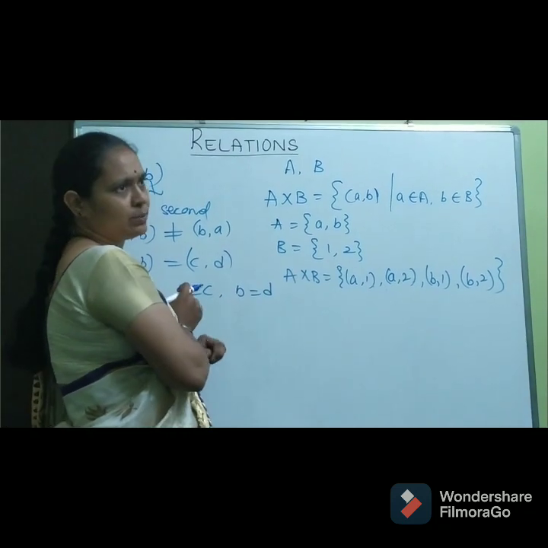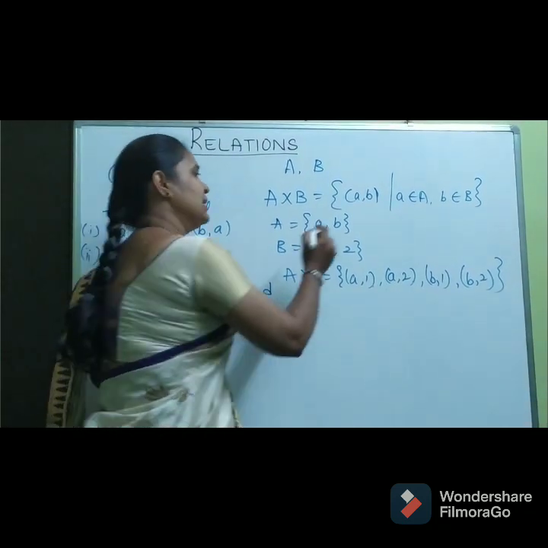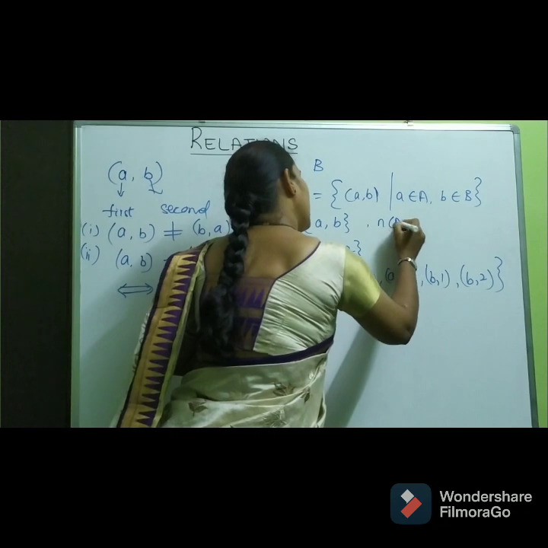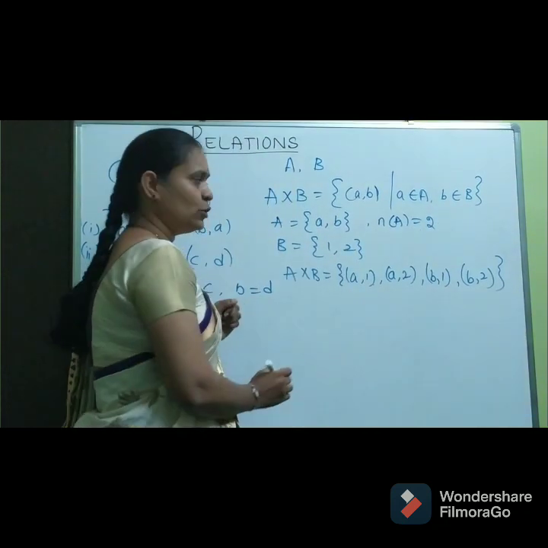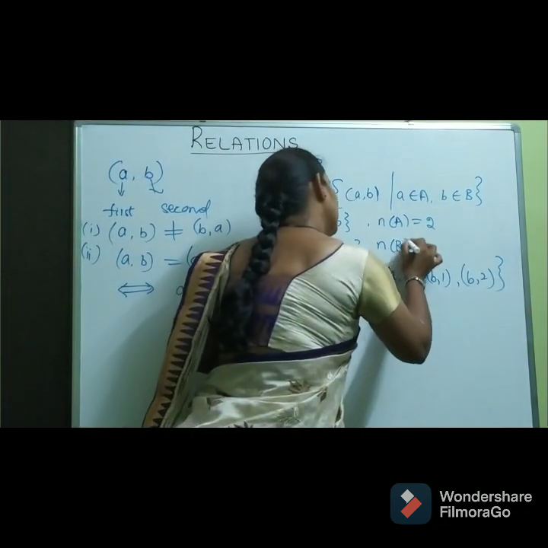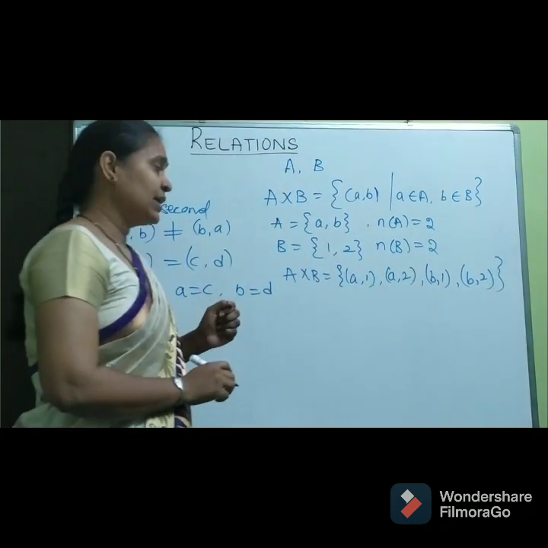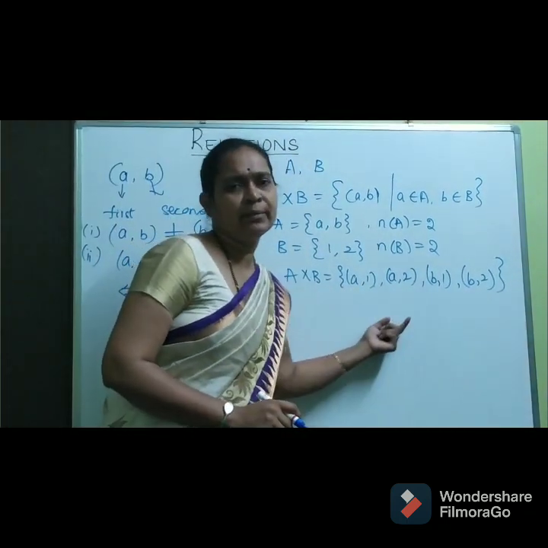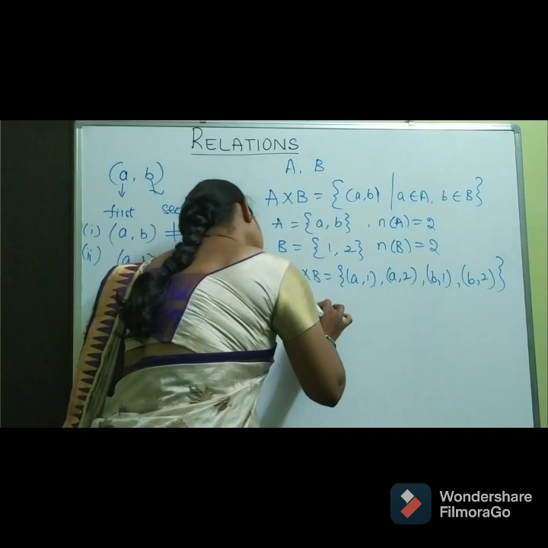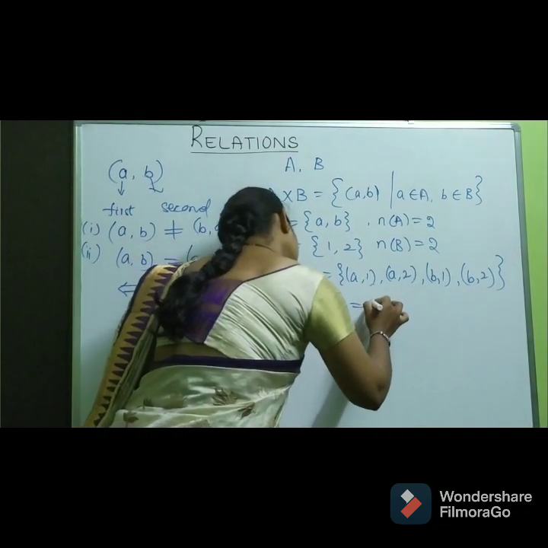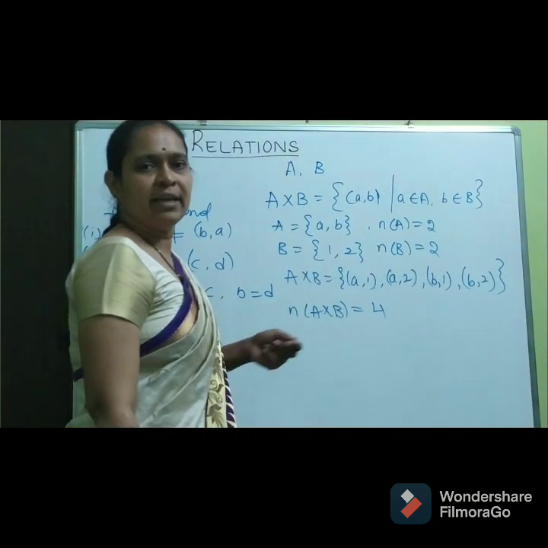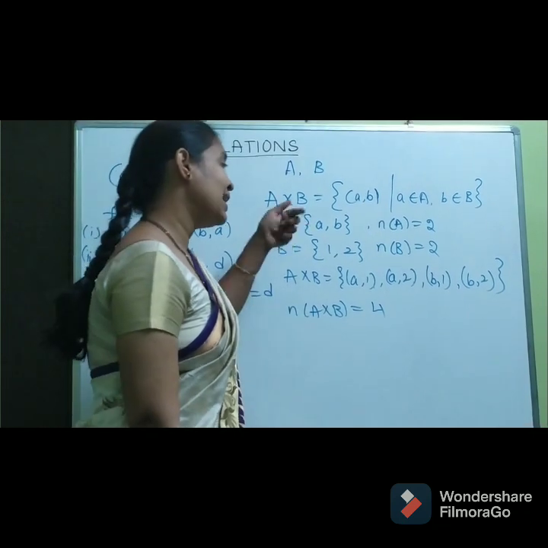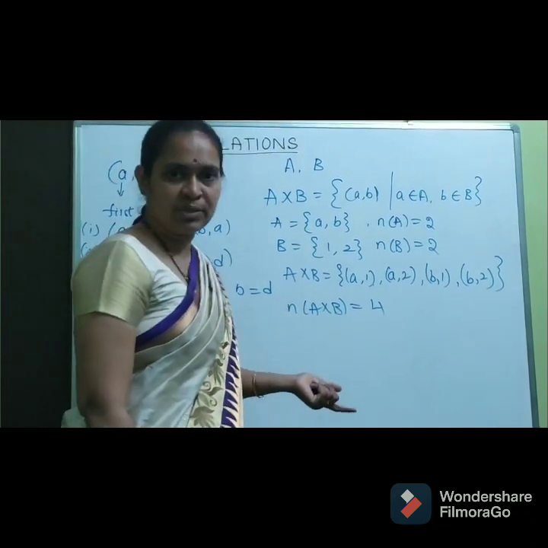See, here only you have to observe certain things. See here, n of A is equal to 2. A contains 2 elements. B also contains 2 elements. Cartesian product contains how many elements? 4 elements. That is, n of A cross B is equal to 4. Here only you can understand how many elements will be there in the Cartesian product.